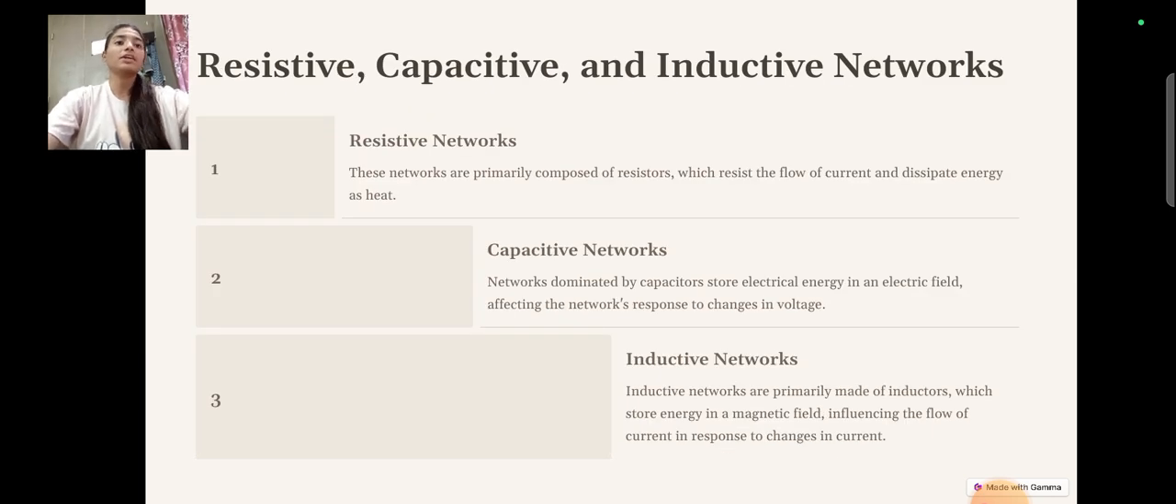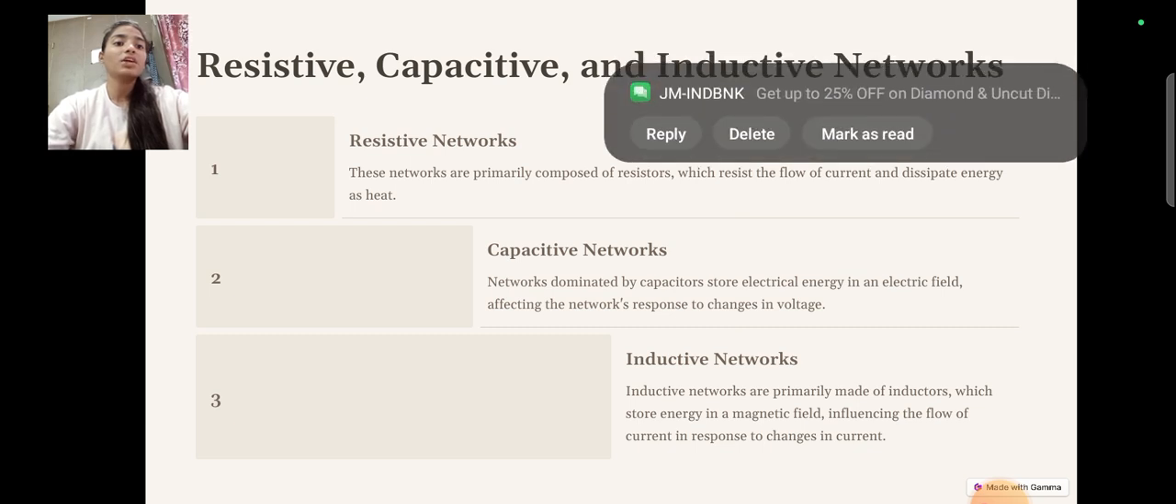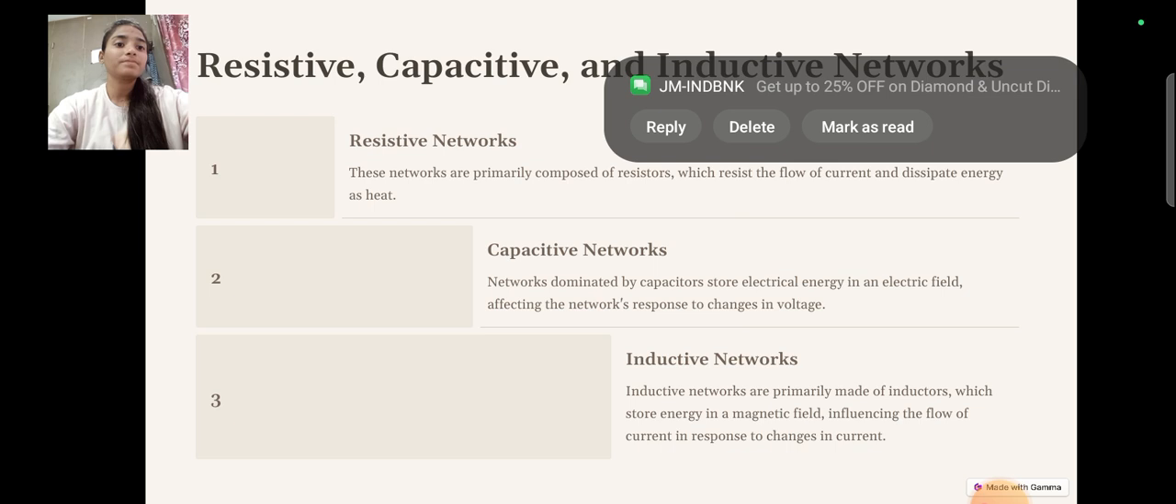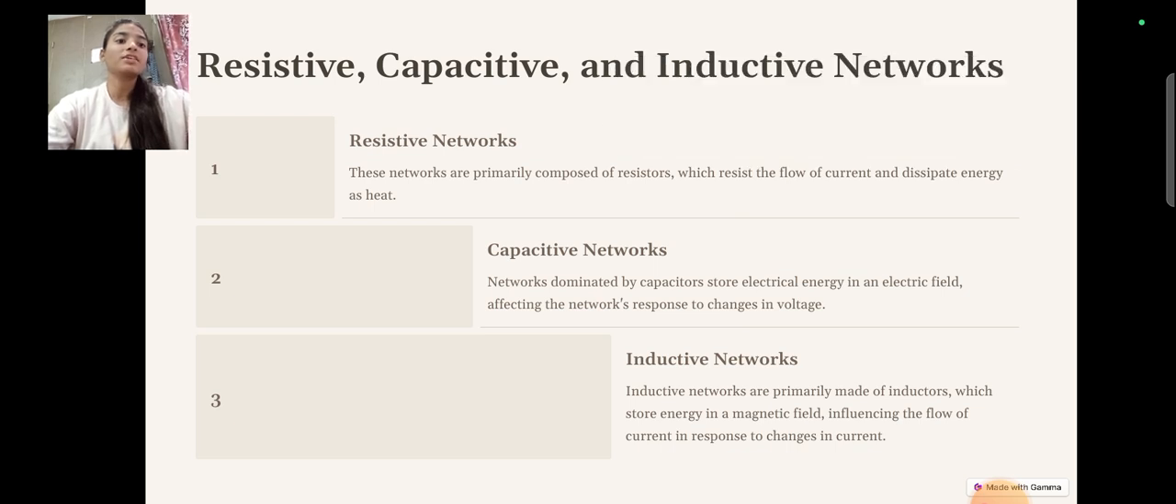Resistive, capacitive, and inductive networks. Resistive networks. These networks are primarily composed of resistors, which resist the flow of current and dissipate energy as heat. Capacitive networks. Networks dominated by capacitors store electrical energy in an electric field, affecting the network's response to changes in voltage. Inductive networks. Inductive networks are primarily made of inductors, which store energy in a magnetic field, influencing the flow of current in response to changes in current.